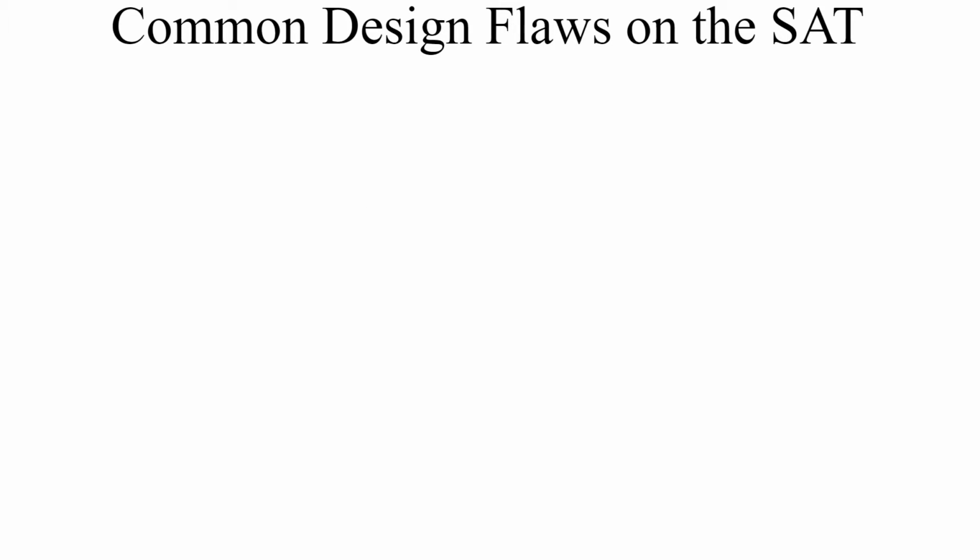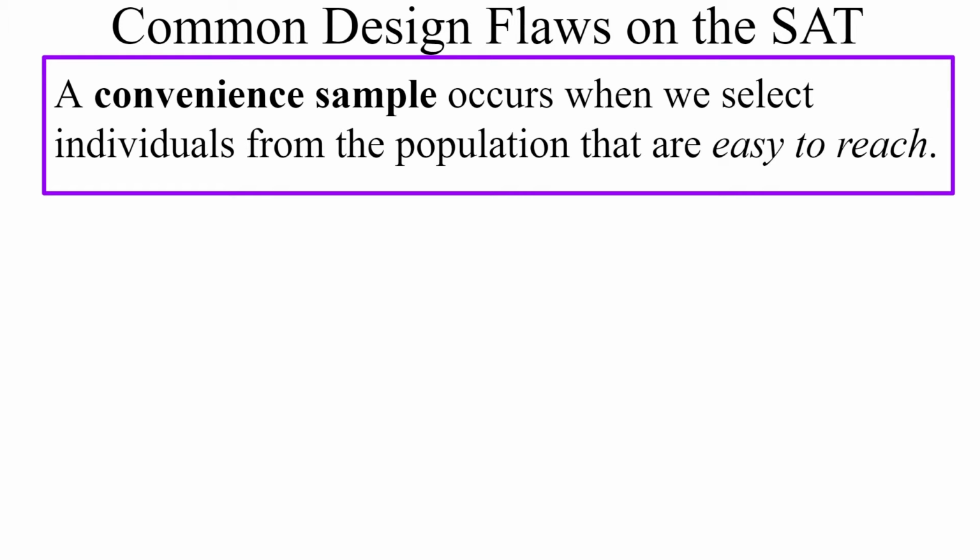Okay, so we're going to talk about some common design flaws on the SAT for the next couple questions. One of the most important things, you'll learn this in any introductory statistics class, is called a convenience sample. A convenience sample is when we select individuals from the population that are easy to reach. Convenience samples are very bad because they often introduce bias. Let me give you a very extreme example.